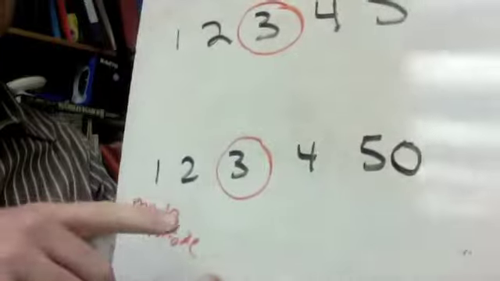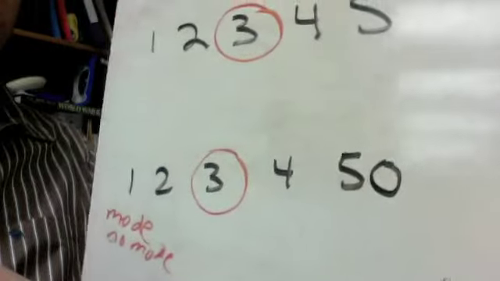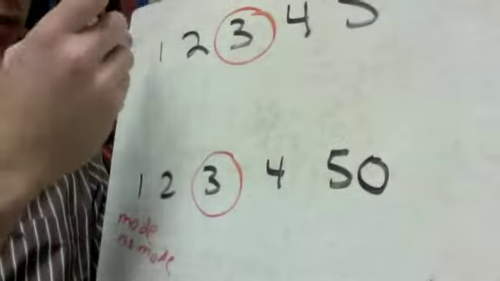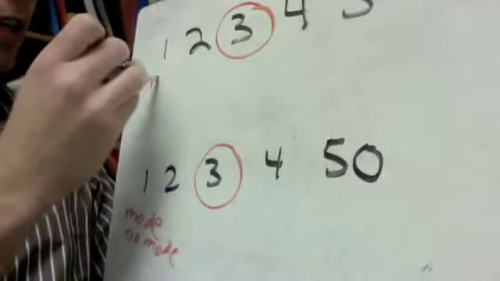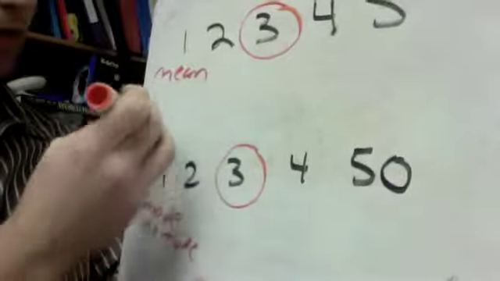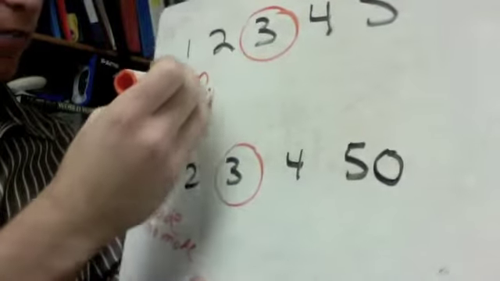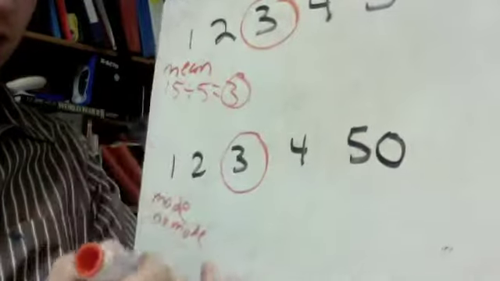Now, the mean and the range are the ones that are really going to be affected. If I add all these up right here, 1 plus 2 plus 3 plus 4 plus 5 is 15. For the mean, or the average, 15 divided by our 5 numbers is going to be 3. We've got a mean of 3.